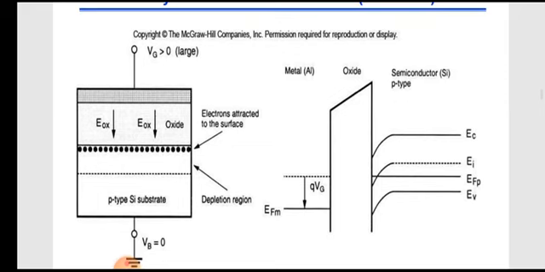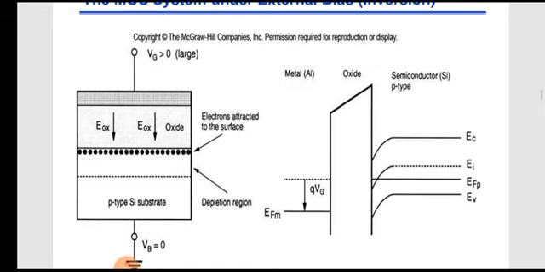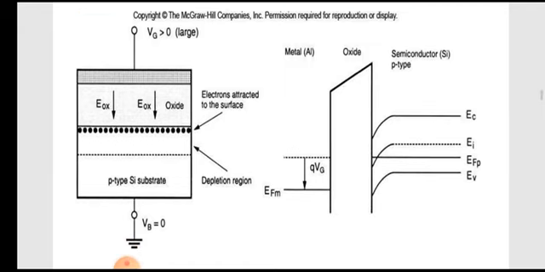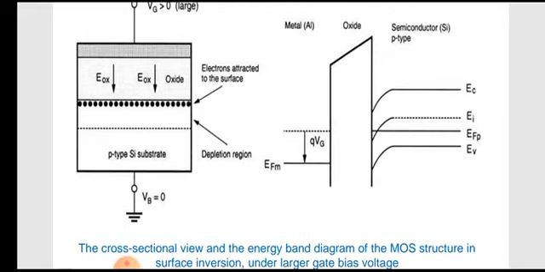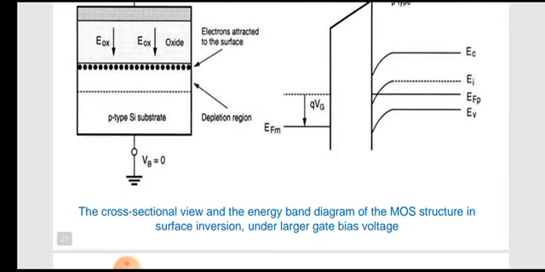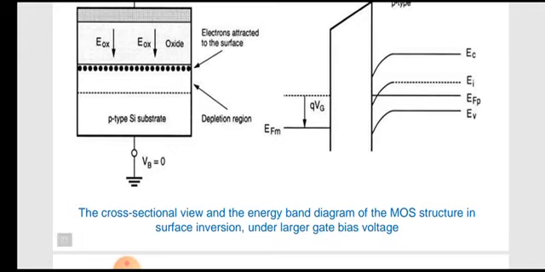So here we can say that it has crossed the EFP, and we can see that the bending of the energy band towards the surface is more and more. The cross-sectional view and the energy band diagram of the MOS structure show surface inversion under large gate bias voltage.